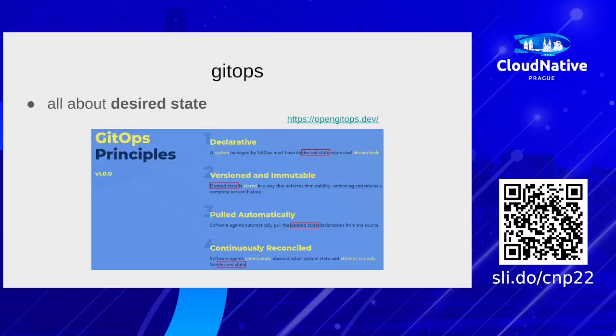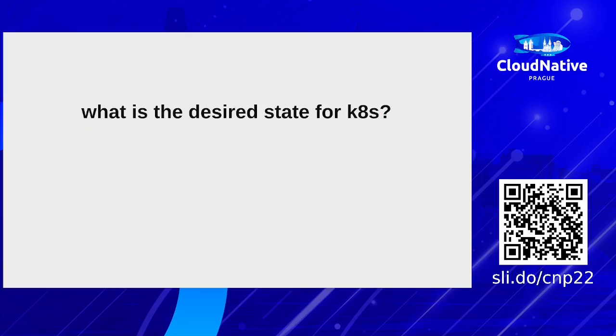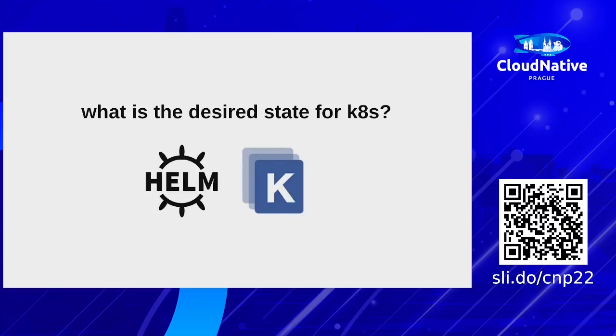When you look at opengitops.dev to check some GitOps principles, you will see that it's all about desired state: how you declare it, how you version it, and how you apply it. So what is a desired state for Kubernetes? How do you declare it? Well, I guess a lot of you are now thinking about Helm or Kustomize, because that's how you define your applications. But are they really the desired state? Let's take a closer look at that.